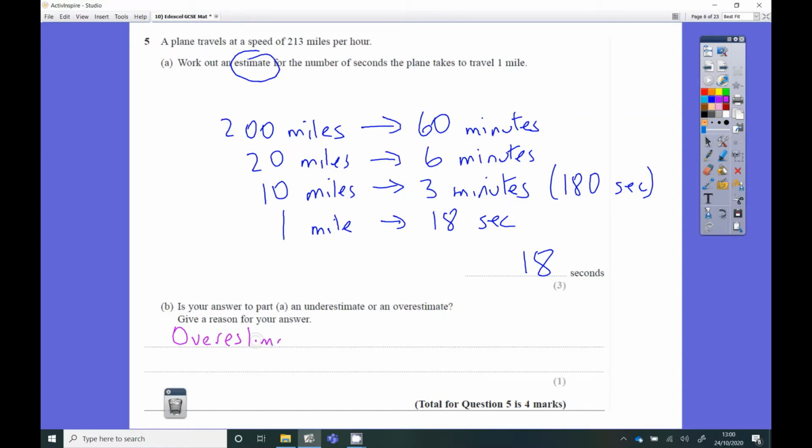And the reason we're going to give is because we have rounded the speed down. It's an overestimate as we have rounded the speed down. I said it was travelling at 200 miles per hour when it was actually travelling faster than that. So it's actually going to cover the ground quicker than that, so less than 18 seconds. 18 seconds is an overestimate.